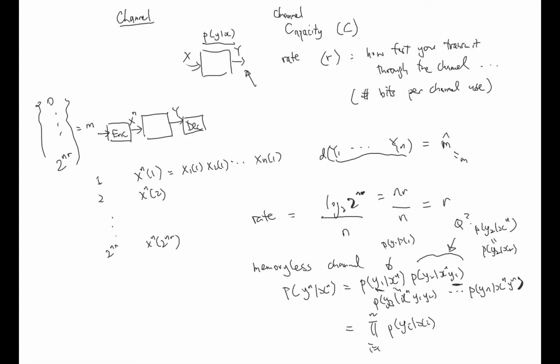Of course, the channel will depend on the conditional probability, but because the channel is memoryless, it will only depend on the marginal conditional probability, the probability of the current output given the current input. So we specify the entire channel.